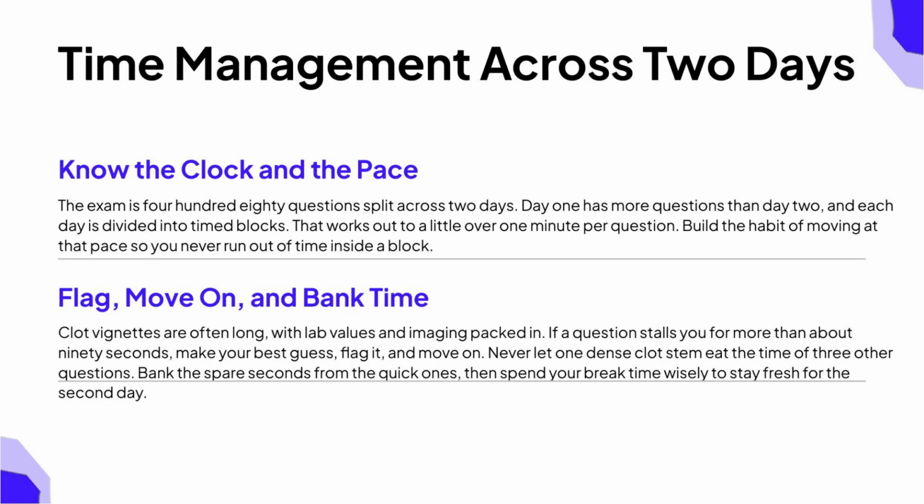If a single question has stalled you for more than about 90 seconds, lock in your best guess, flag it for review, and move forward, because letting one dense clot stem swallow the time of 3 other questions is how blocks go unfinished. Bank the spare seconds you save on the quick questions and use your scheduled break time wisely so you arrive at the second day rested and focused. Smart pacing protects every point you have earned.